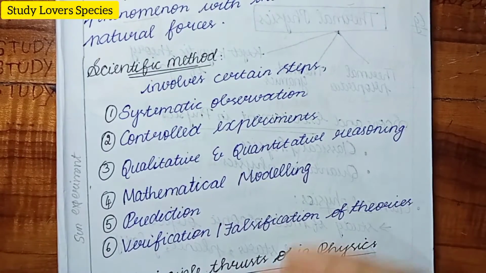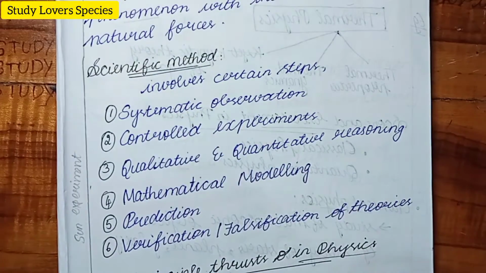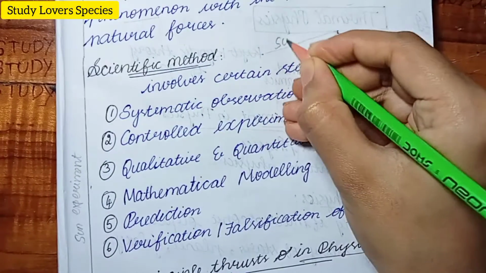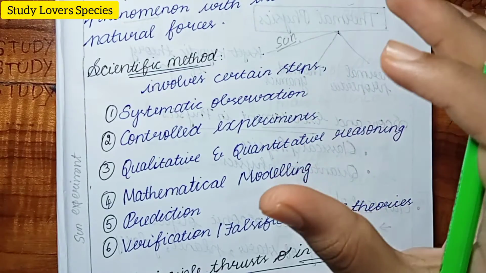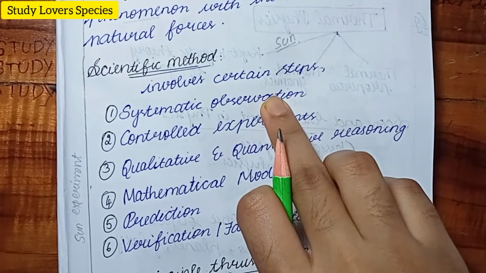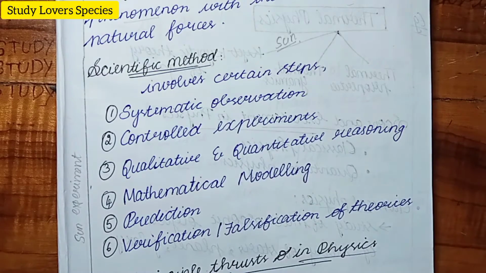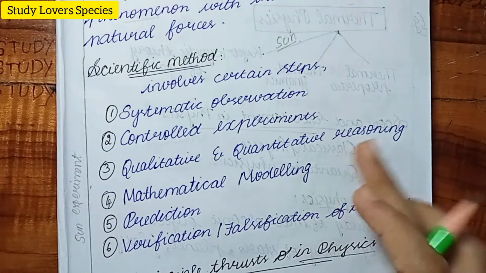Let me give a trick to learn this with the help of an experiment. Let's take the sun experiment. If you are going to study the sun, first of all you should observe the sun, right? First observations, then you have to experiment. If you are going to learn about evaporation, you have to experiment, right? That's experiment. Then you have reasoning.